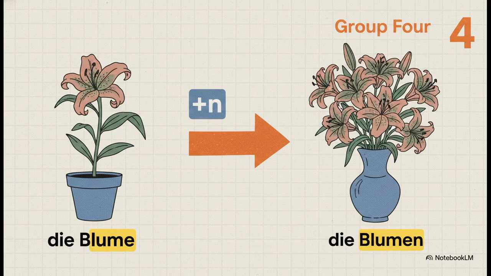Okay, group 4. This is another really big one. Here we add either N or EN. You'll see this a ton with feminine nouns. For example, die Blume, the flower, becomes die Blumen, the flowers.